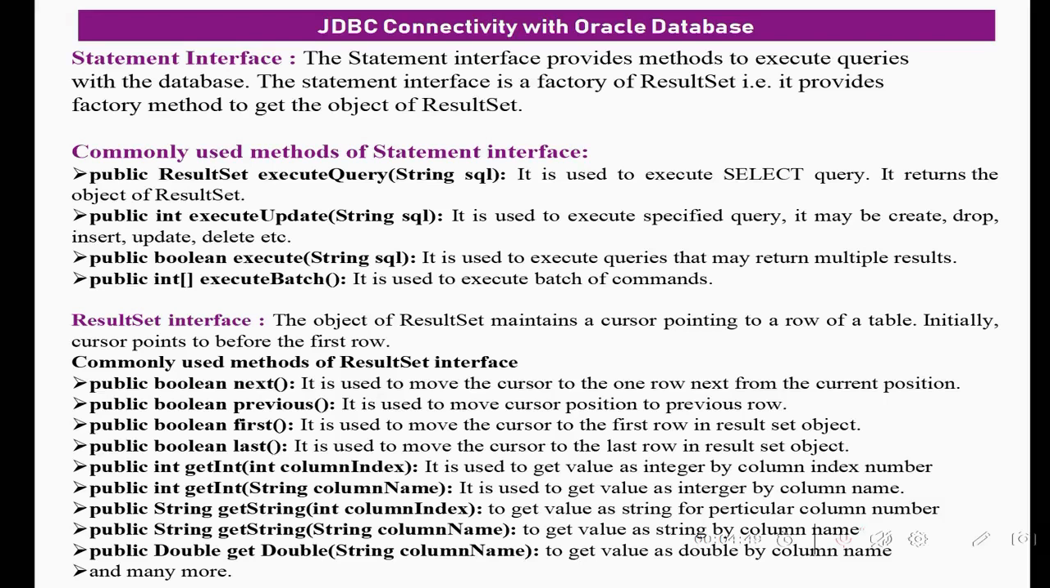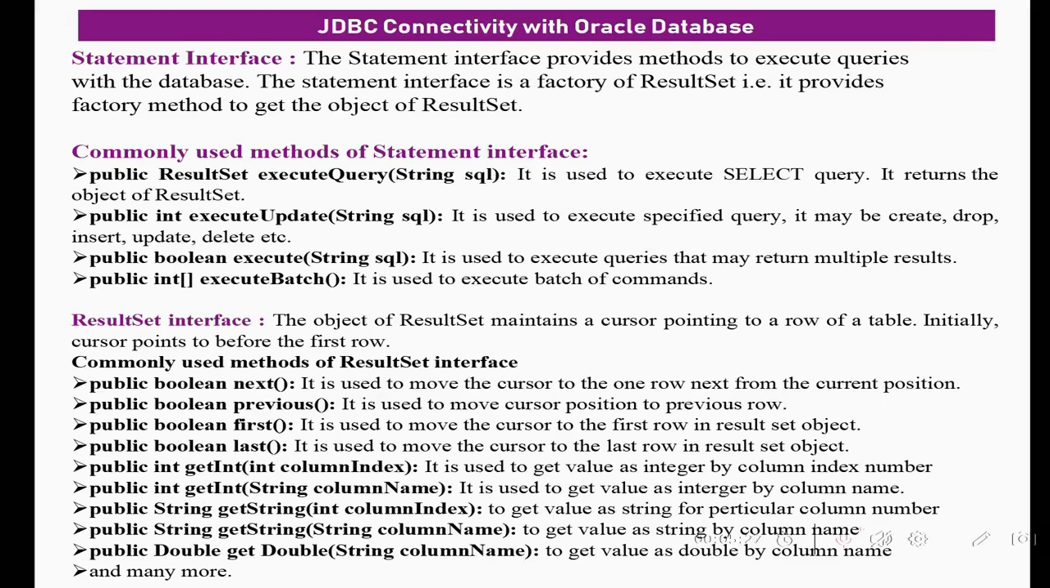Now let's understand what is the ResultSet interface. The object of ResultSet maintains a cursor pointing to a row of a table. Initially, the cursor points to before the first row. Simply, you understand the ResultSet will contain your table data in the form of rows and columns, and the cursor pointer is before the first row. When we use the next method, it will move our cursor to the first row.